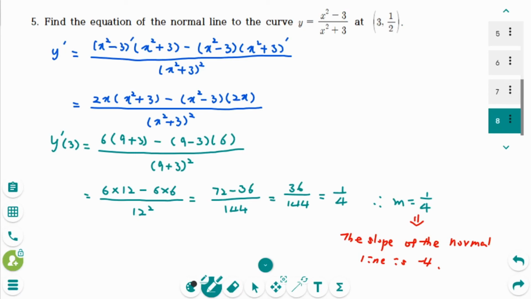We need the slope of the normal line. So the slope is −4, which is the negative reciprocal of the slope of the tangent line. Use the slope-point form. So y − 1/2 = −4(x − 3). y − 1/2 = −4x + 12. Therefore, y = −4x + 25/2.